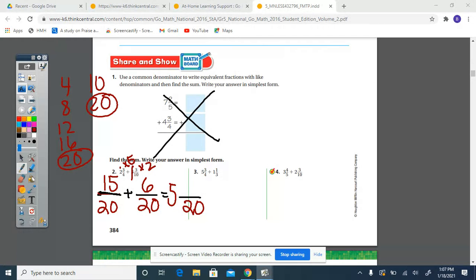Now I need to add our two numerators. So 15 plus 6 is 21. Now the problem with having 21 over 20 is that it is greater than a whole, okay? So we have to ask ourselves, how many times does 20 go into 21? 1 time with 1 left over, and I'm adding that to the 5. So I get 6 and 1/20th is my answer.